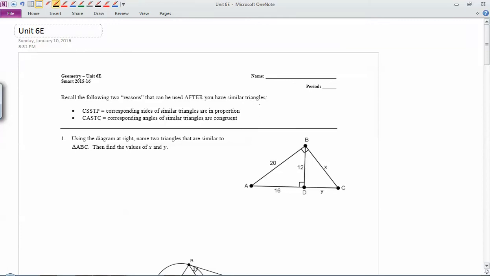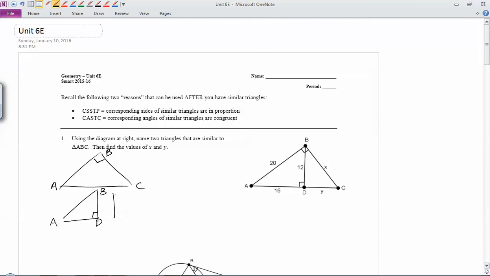So number one, first we want to figure out which triangles are similar. And there are three triangles in the picture. There's the big one, ABC, so I'll draw that over here. So here's the big one with the right angle at the top, A, B, C. And then that's cut into two smaller triangles. So here's one of them. And this one is A, D, B right there.